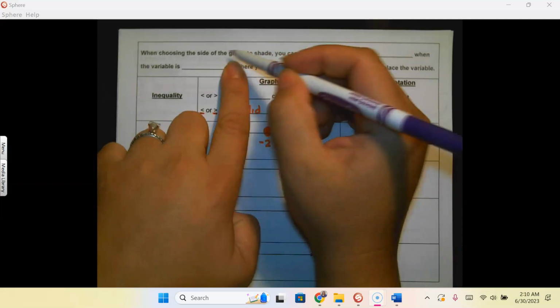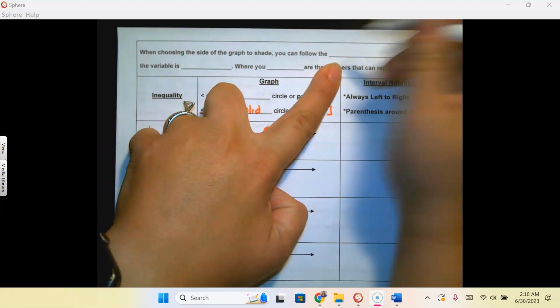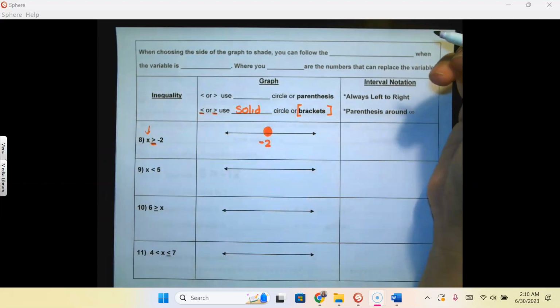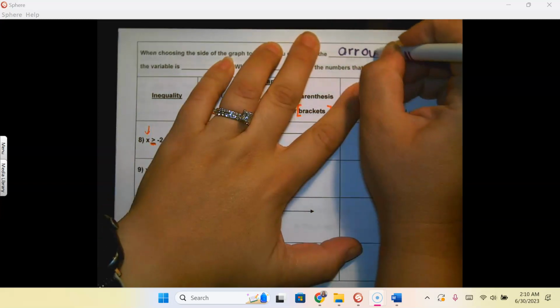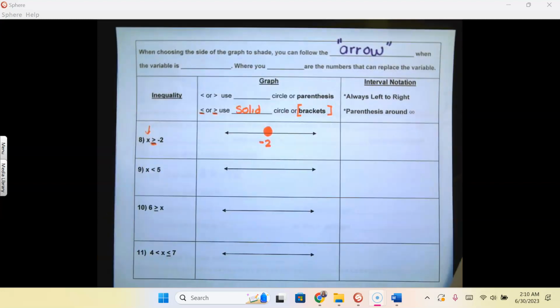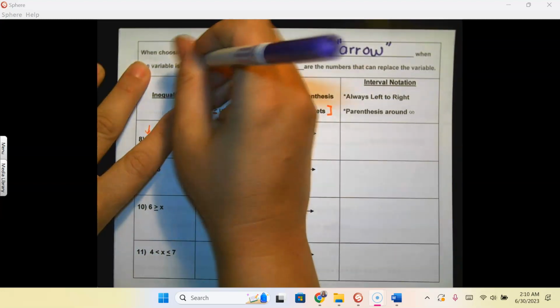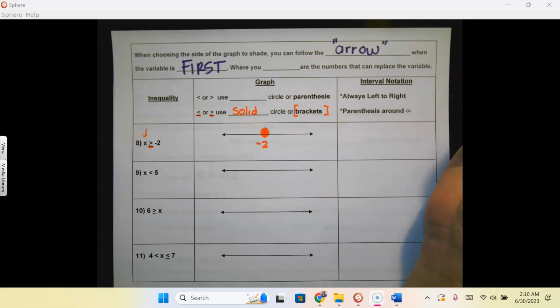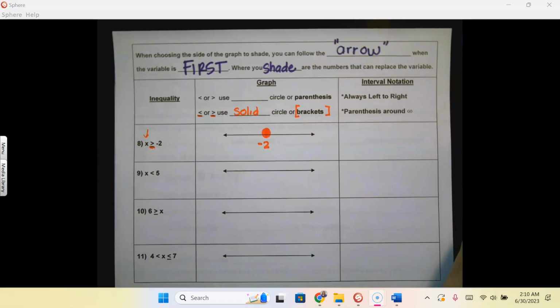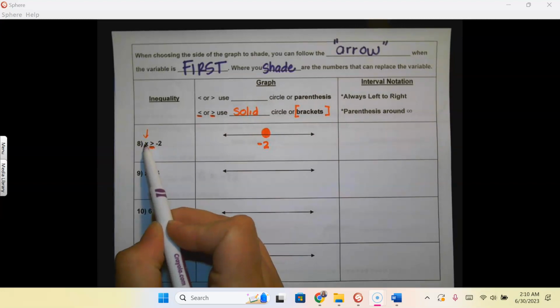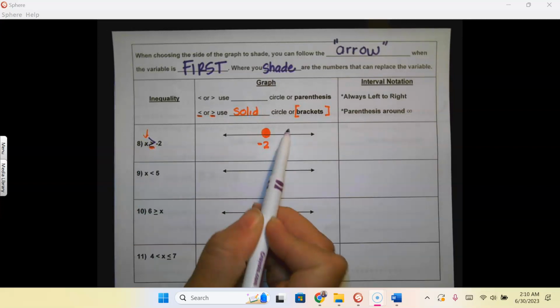When choosing what side of the graph to shade, you can follow the direction of the arrow when the variable is first. When I say arrow, you're using the inequality symbol. So the variable has to be first to follow the arrow. Where you shade, remember, are the numbers that can replace the variable. So the best way to do this is for you to be able to read these and know, shade all the numbers. The Pac-Man is going towards the X, so shade all the numbers that are larger, shade this side.